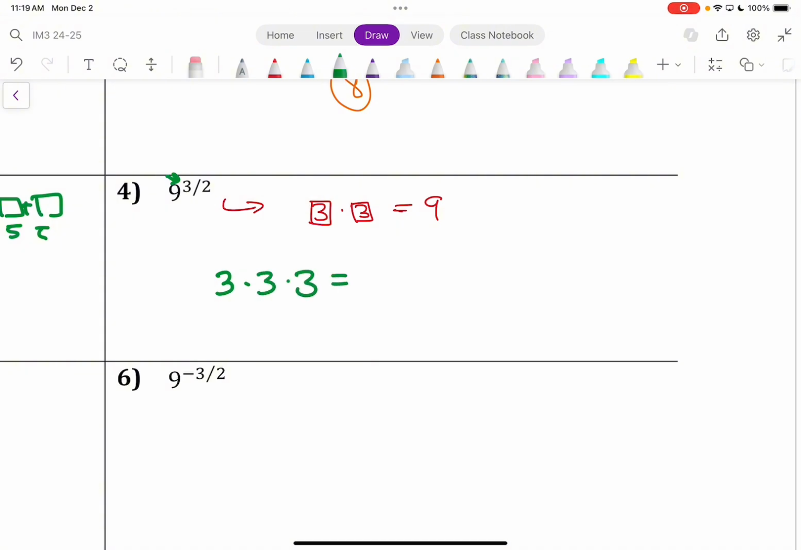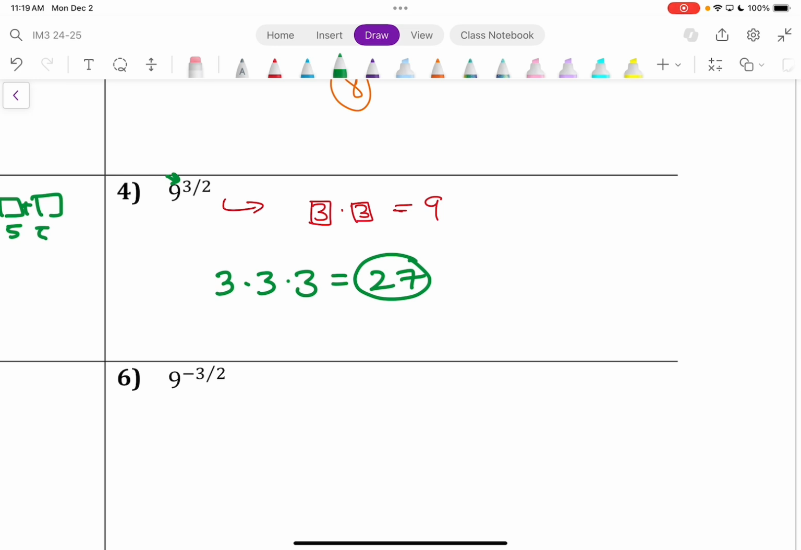3 times 3 is 9. 9 times 3 is 27. So 9 to the 3 halves power is actually equal to 27. Keep that in mind as you work with improper fractional exponents. Improper represents a fraction where the numerator, the top number, is bigger than the bottom number.